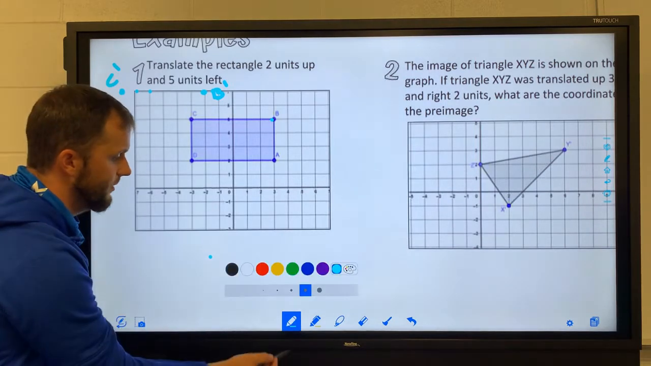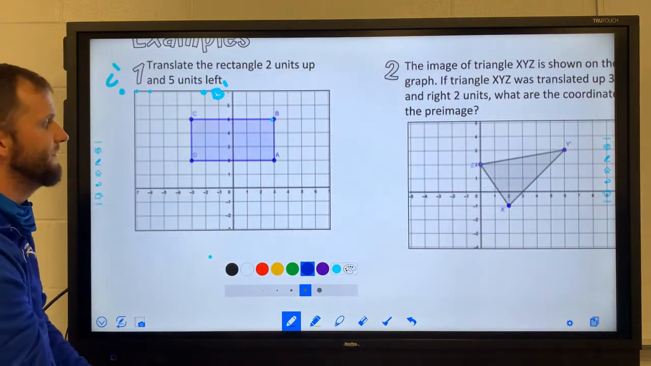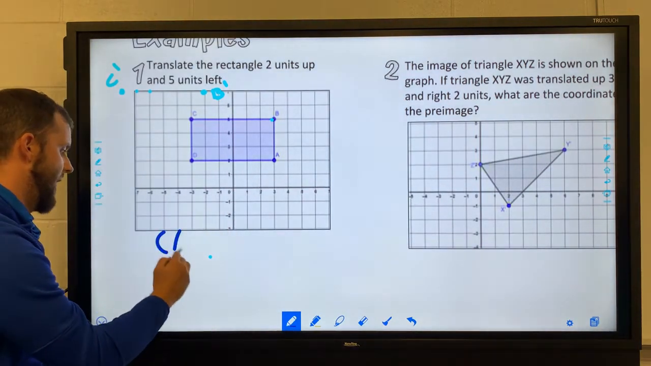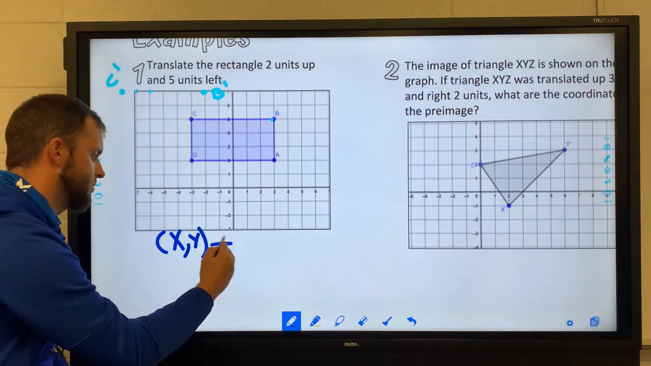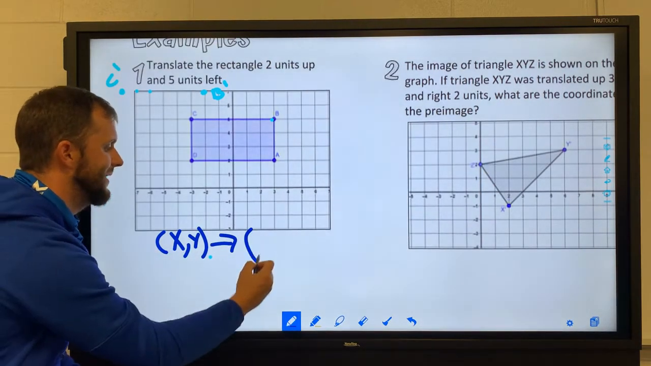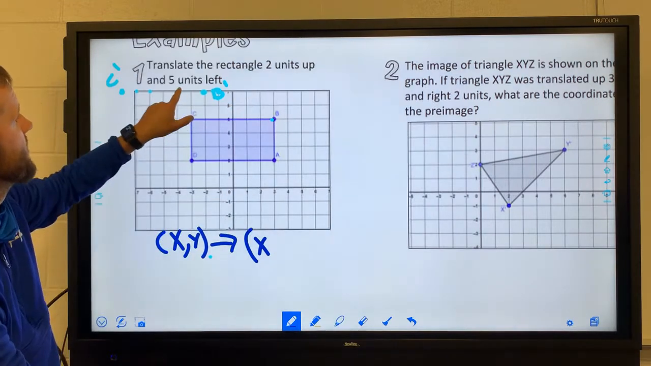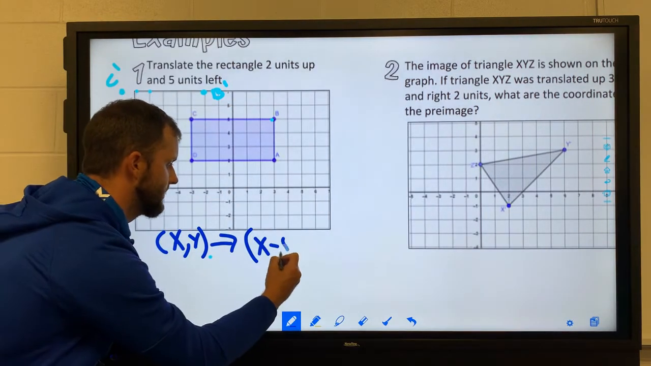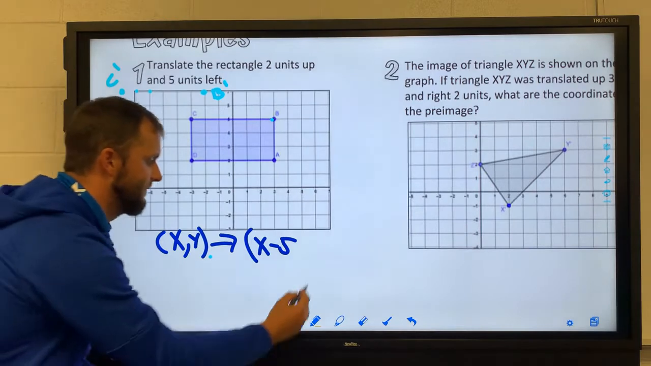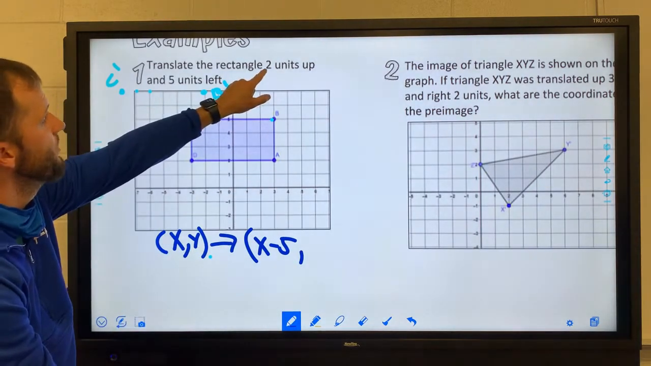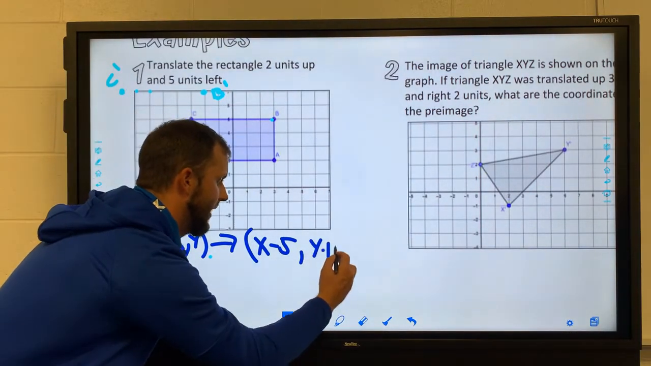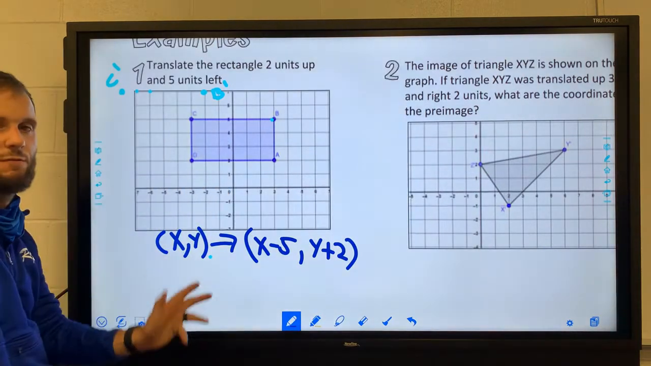Or if I want to do the same thing, but do it graphically. So (x, y) is going to translate into, I know I'm taking the x coordinate. It says I'm going 5 units to the left, so I'm going to subtract 5. And then 2 units up, so I'm going to take the y coordinate and add 2. So this is a different way you can do it.